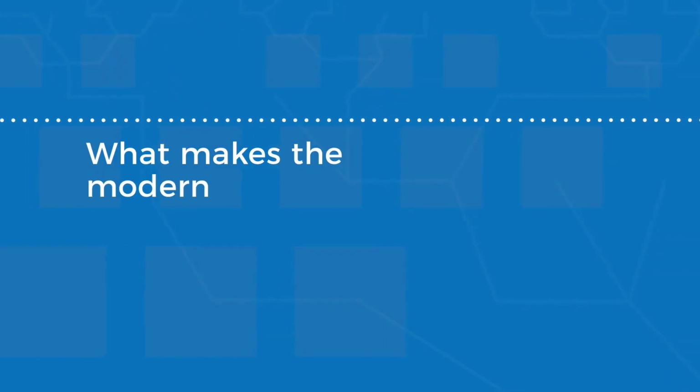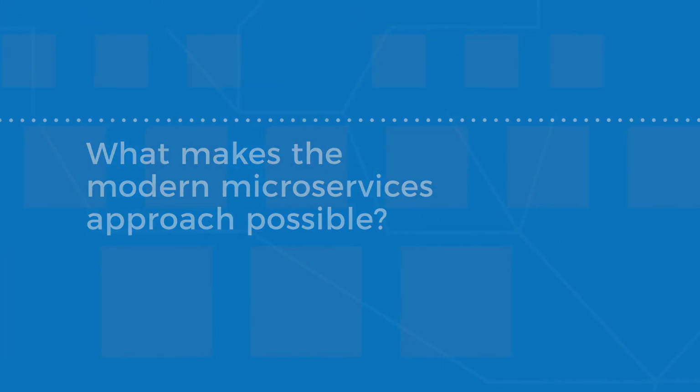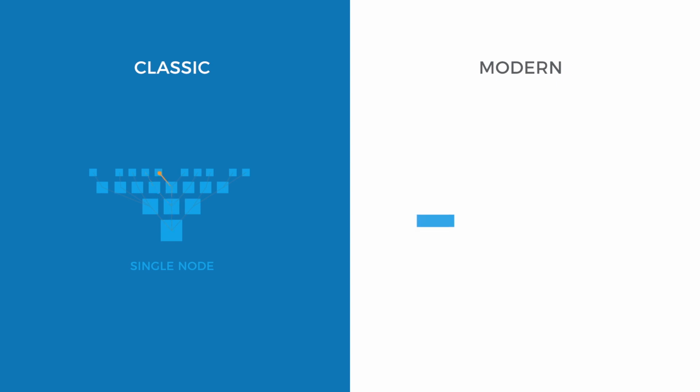What makes the modern microservices approach possible? In the classic approach, the monolithic software is instantiated on one compute node. In fact, it is difficult to partition the software to run across multiple nodes or even threads. Microservices, on the other hand, are purpose-built to run across as many compute nodes as necessary.